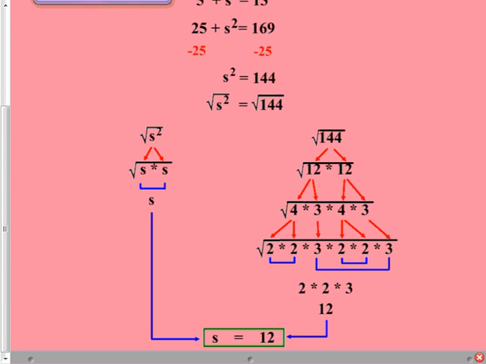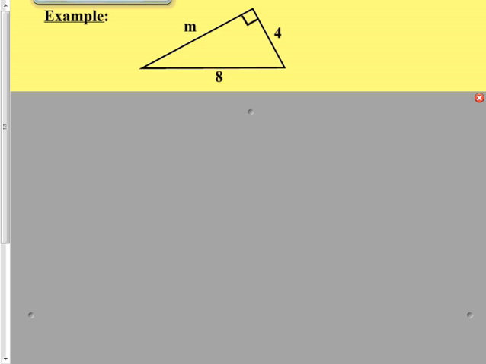So as you can see, the Pythagorean theorem has not changed, but some of the math that you're going to have to do, the way that you're going to have to work it out, may seem a little bit different. Let's look at one more together.